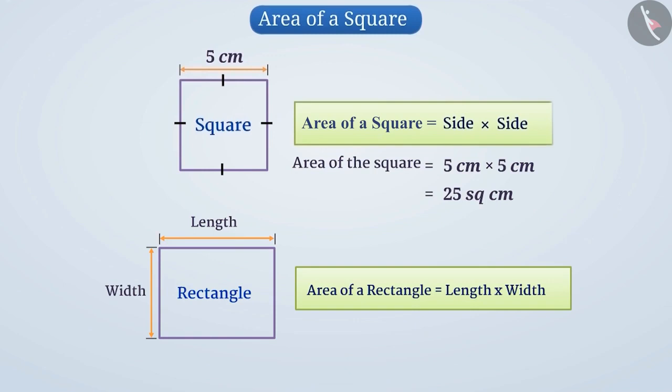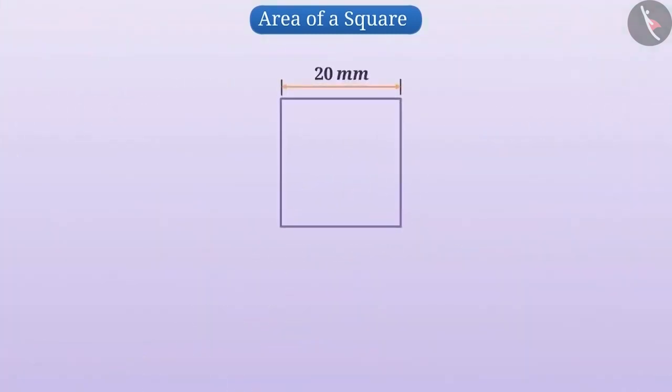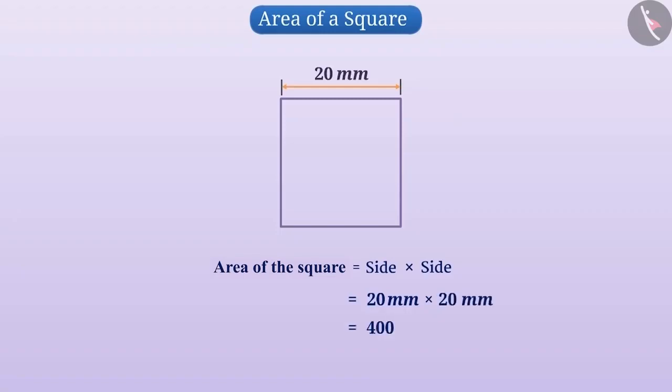Now, will you be able to find the area of a square with side 20 mm? Try it. Let me tell you how. We know that the area of a square is side multiplied by side. Therefore, here the area of the square will be 20 mm multiplied by 20 mm is equal to 400 square millimeter.